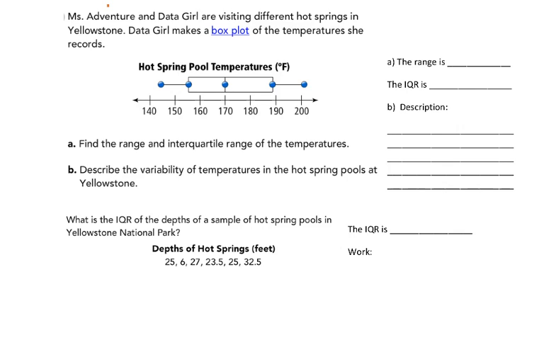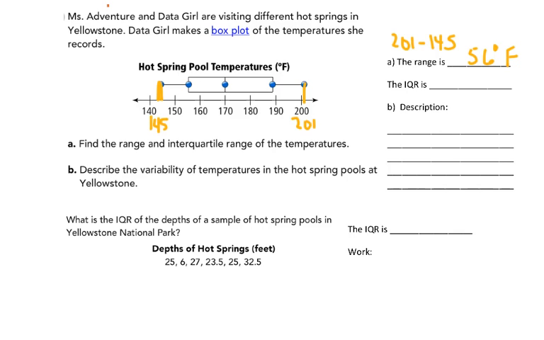The range is the max, which we'll say is about 201, and the min right here, and that's about 145. So the range is 201 minus 145, so that's 56 degrees Fahrenheit. So the temperatures range 56 degrees Fahrenheit.